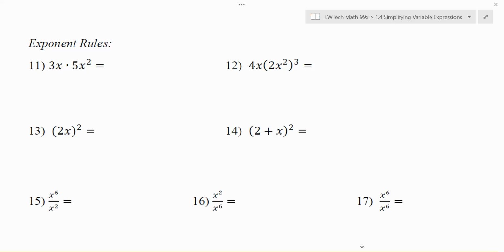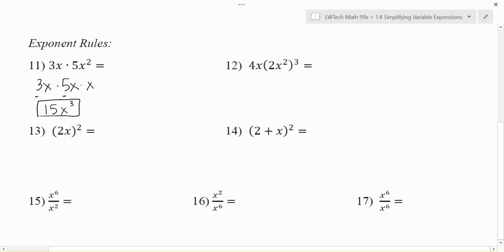In problem number 11 here, notice that we have a 3 times an x, and we want to multiply that by 5x squared. We did this a little bit with the distributive property anyway, but remember x squared means x times x. So if I was looking at this big multiplication, notice I could multiply the 3 and the 5 to get 15, and when I multiplied this x times x times x, I'd get x to the 3rd power, and that works really awesome.